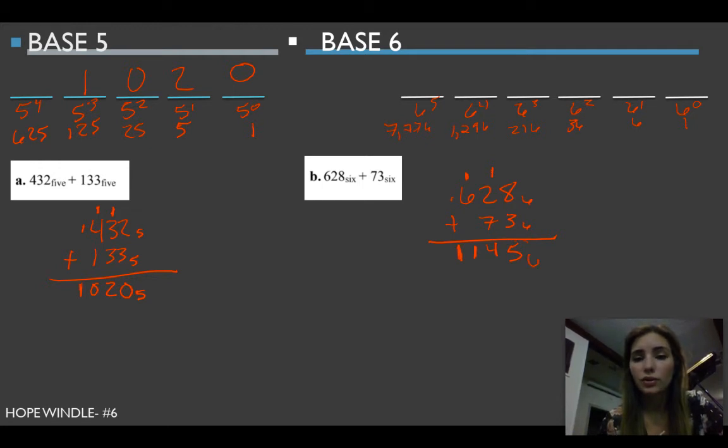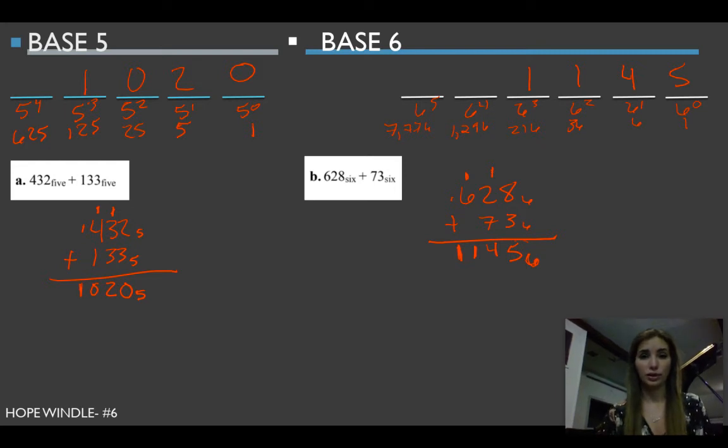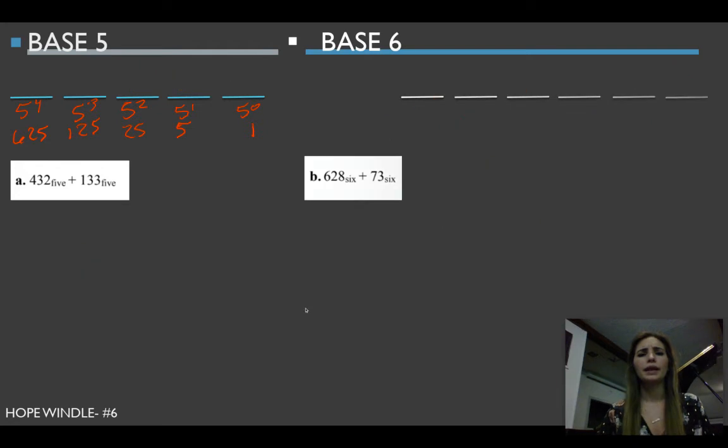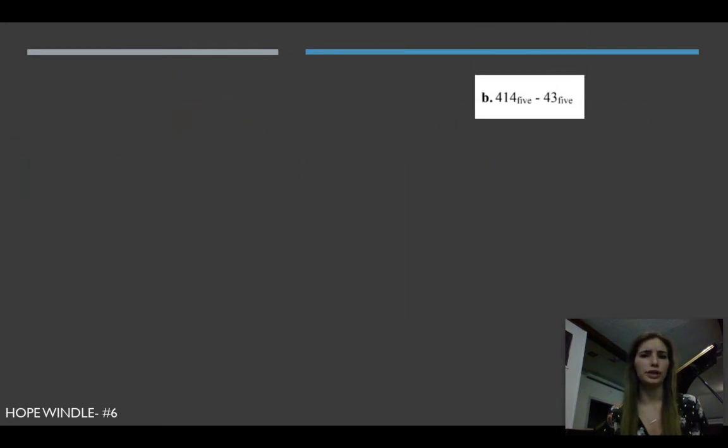So this number is going to be in our base 6. Oops, base 6. If you write them too big, it starts to look like a different number. So I've got to be careful with that. We all should. Okay. Now that we know this, let's do some subtraction.